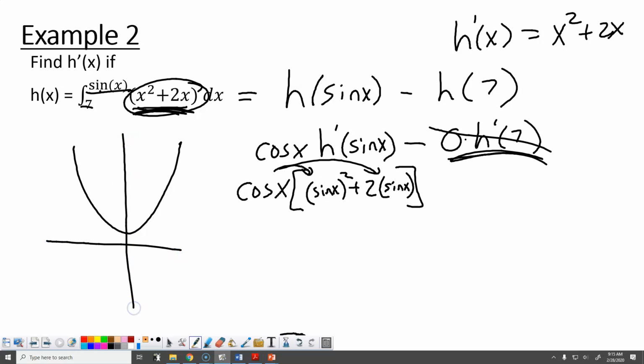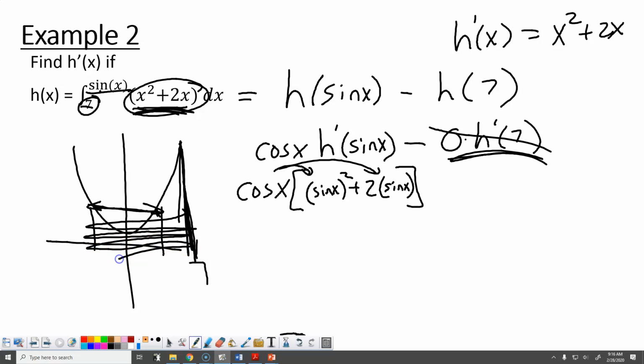So I don't know what this parabola looks like, but I'll draw it like this. So here's 1, here's -1. My right endpoint is going back and forth repeatedly, but my left endpoint, I guess if you want to call it that, is stuck at 7. So you have an area that starts over here, and it's just constantly shifting back and forth between those two numbers because of the sine. And the area has a rate of change as it's doing that. Okay?